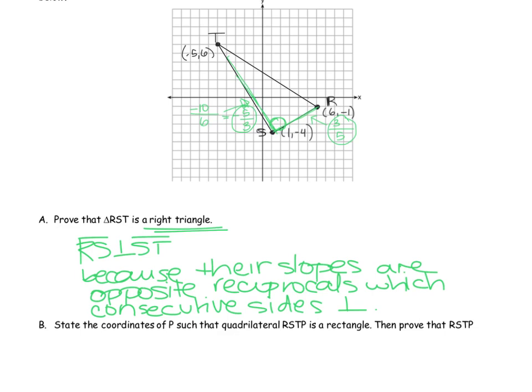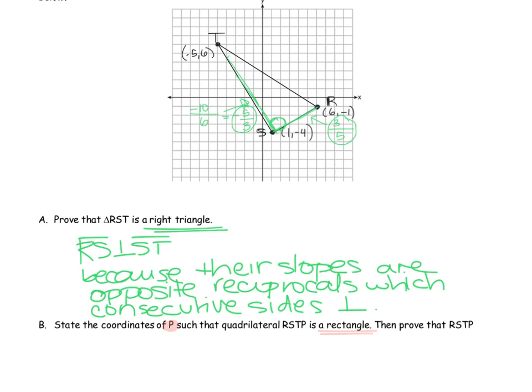So the next thing we're being asked to do is give coordinates for some point P, which we don't know, so that RSTP is a rectangle. So we're trying to create a rectangle here. So I would recommend pausing the video, see if you can figure out where you would put it, and then turn the video back on once you think you've got the point and we can prove it together.